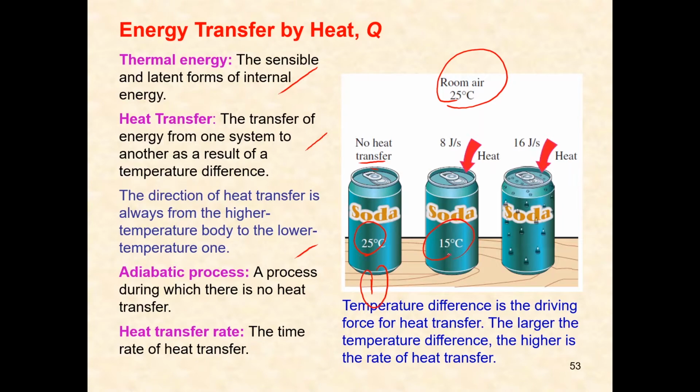For the middle one, the temperature is lower than the room, so there will be heat transfer because, as mentioned, heat is transferred from the higher temperature to the lower temperature region. And we notice that the heat transfer in the third is bigger compared to the one in the middle, because this is much colder than the second one. If you notice, there is condensation on the surface of the body.